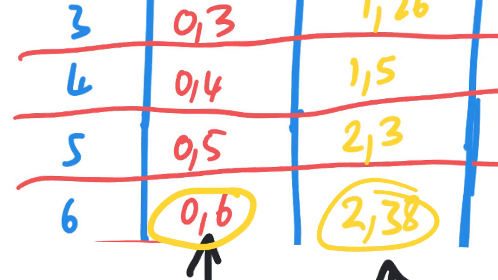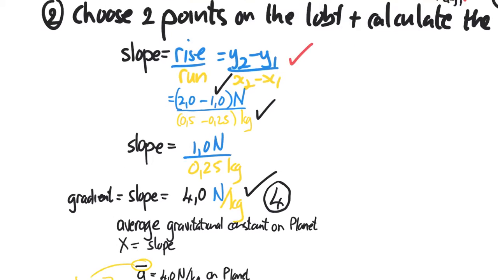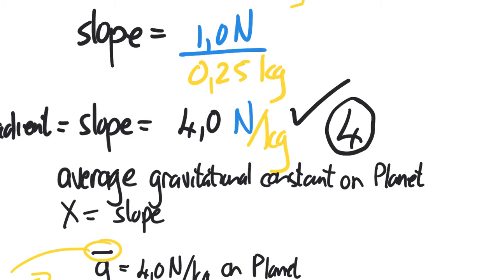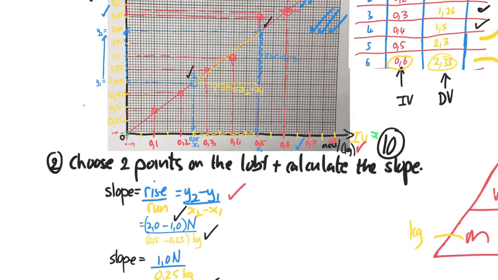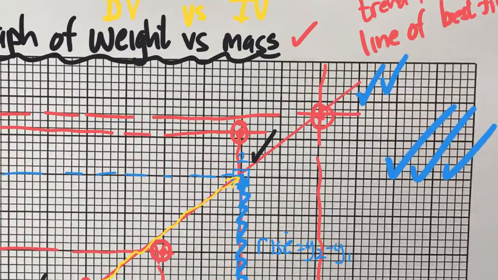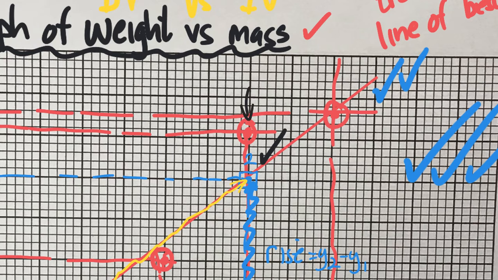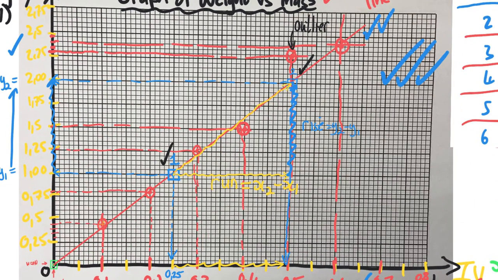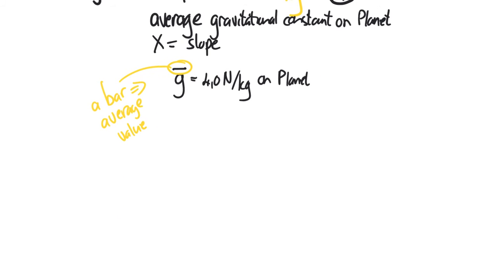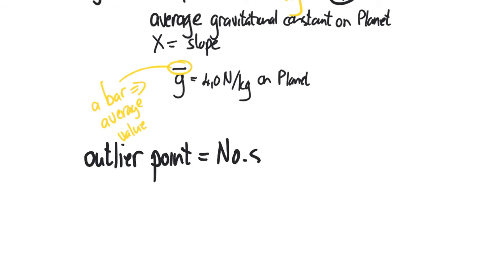Now, 4.6 is very far away from 4. As a matter of fact, the difference between 4.6 and 4 is 0.6, and if we divide it by the average, which is 4, and then multiply by 100%, we get that the error is 15% from the average value. So this point here, point number 5, is known as an outlier. It breaks the average. Let's put it this way, it breaks the trend. So the outlier point is point number 5.